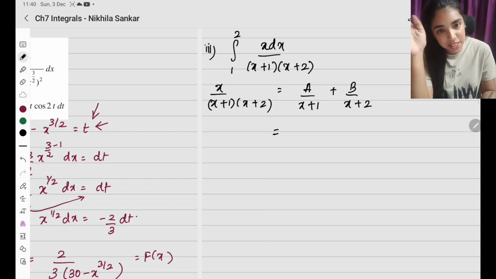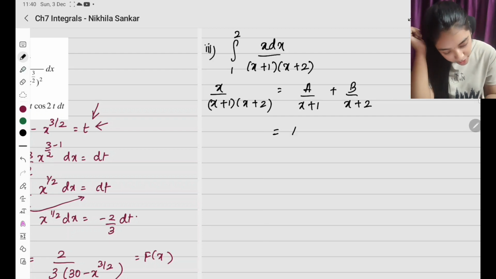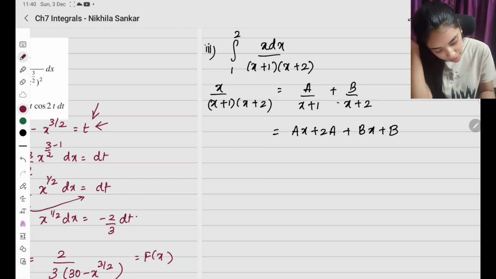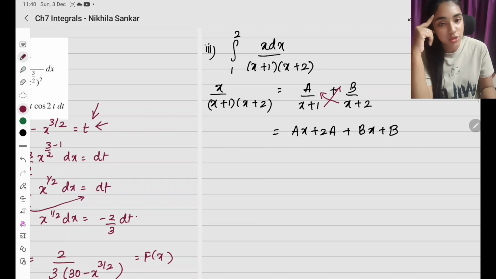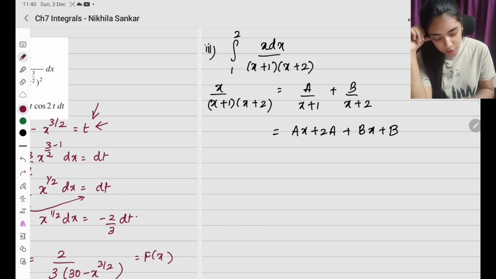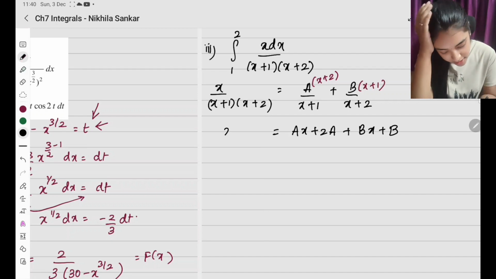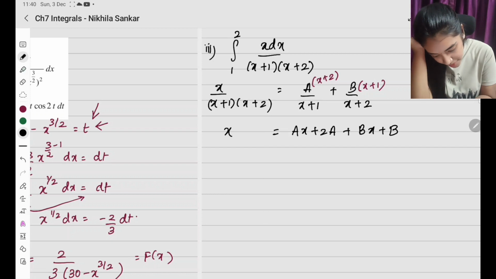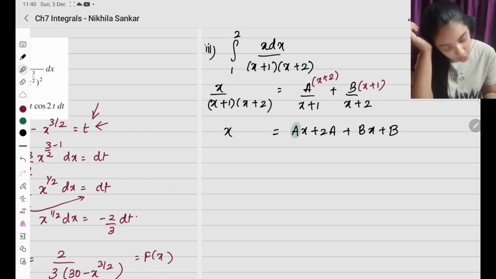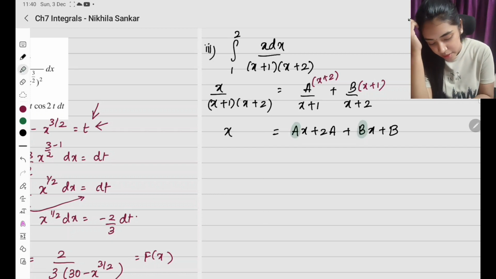Taking the LCM, since the denominators are same, I'm going to equate the numerator. So ax plus 2a, multiplied, plus bx plus b. Basically, I'm cross multiplying. Do you see? I'm cross multiplying because those are the terms that are left out. Cross multiplying now, I'm taking the LCM. So this is multiplied by x plus 2. This is multiplied by x plus 1. And on the other side, I have x. Now, clubbing the x terms, what do I have? The coefficient of x is going to be a plus b, which is 1.